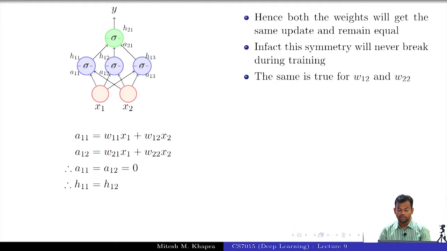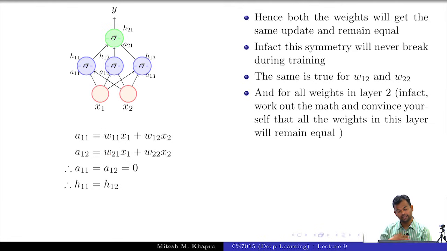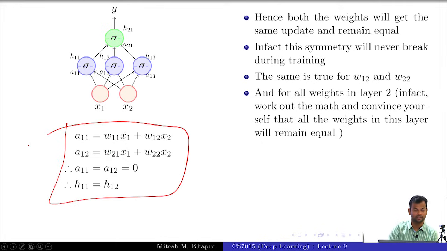Okay. And the same is true for W12 and W22 also, which are the weights connected to the second neuron. And this is in fact true for all the weights in layer 2. You can actually mathematically verify it. That means whatever this small analysis that I did here, just go back and do it for all the weights in the network.